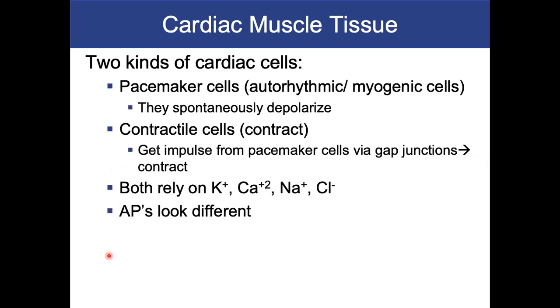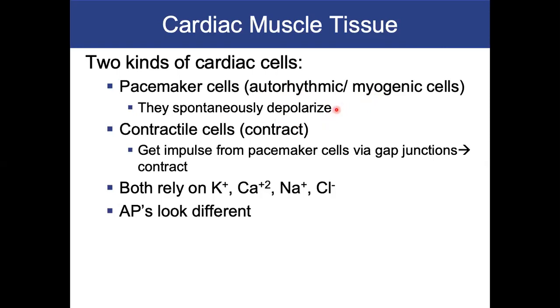There are two kinds of cardiac cells found in your heart in the myocardial tissue. Remember, myocardium is where you find the cardiac cells. So the first type is pacemaker cells. These guys are autorhythmic and they're myogenic, so they spontaneously, rhythmically depolarize. And these are what you find in your conduction system.